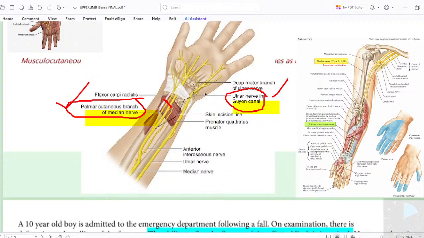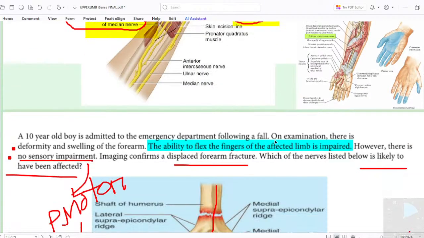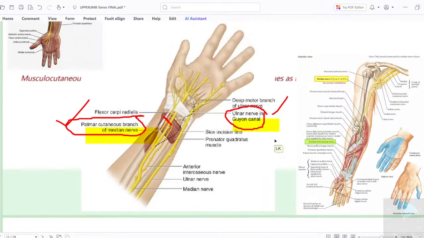There is an anatomical canal-like structure called Guyon's canal. Which nerve remains here? The ulnar nerve. Which nerve remains in Guyon's canal? Ulnar nerve remains in Guyon's canal. And the median nerve is in the carpal tunnel.